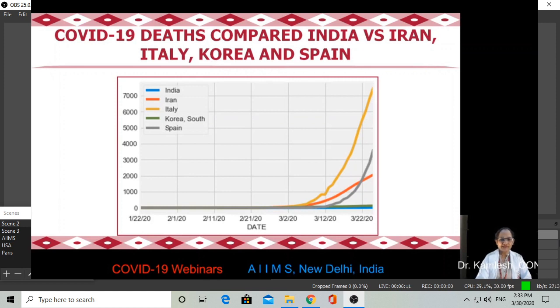If we look at this graph, what we see is that in India and also in South Korea, the status is not so bad. The conditions are not so bad as compared to other countries like Italy, which is peaking, followed by Spain and then followed by Iran.